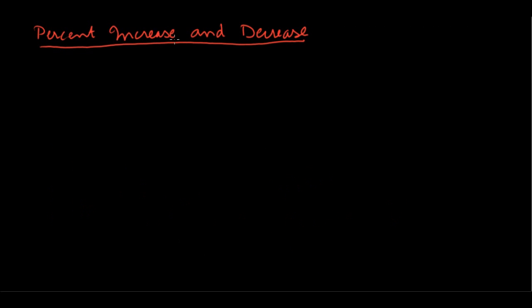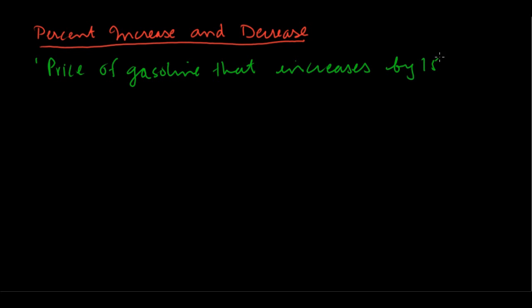Alright, next we'll look at using percents to express increase and decrease in quantities. So we have all heard how prices of some things go up or down. So let's think about price of gasoline or petrol that increases by 15%. So we hear something like this in news all the time. 15%. So what does this mean? How is this 15% calculated?